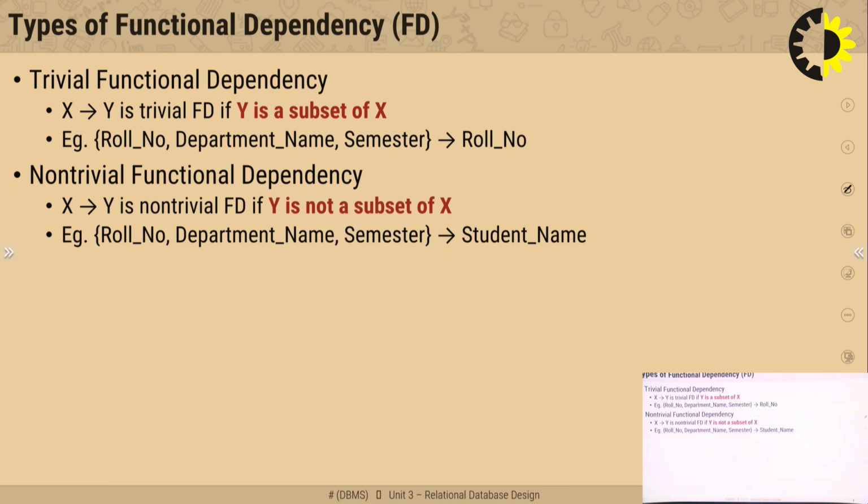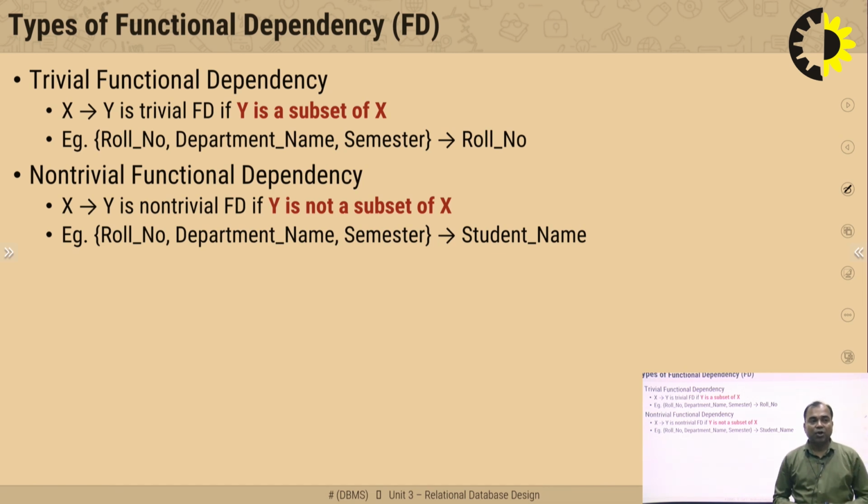Now the next type of dependency is trivial dependency. Trivial functional dependency means if y is determined by x, that is x gives y, and y is a subset of x. For example, if we have roll number, department name and semester, all of these can be found with the help of roll number. If we have the roll number, we can find the department name and the semester of the student.